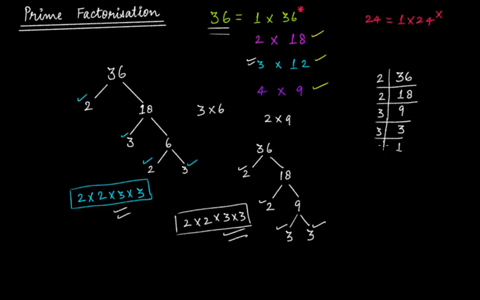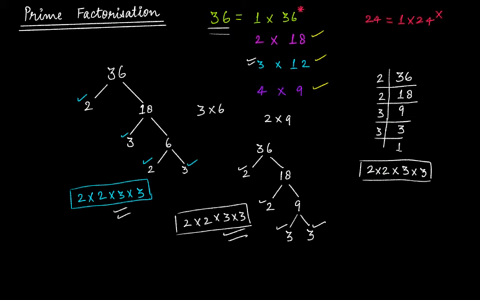So what will be the prime factorization of 36 by this method? You have 2 2's, so 2 times 2, and you have 2 3's, so times 3 times 3. You can see that the result is the same as the factor tree. So what does that mean? Whether you apply the factor tree method or this method of dividing and factorizing, in both cases you'll get the same result.